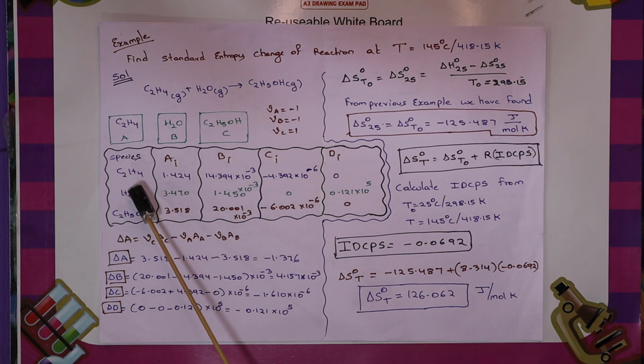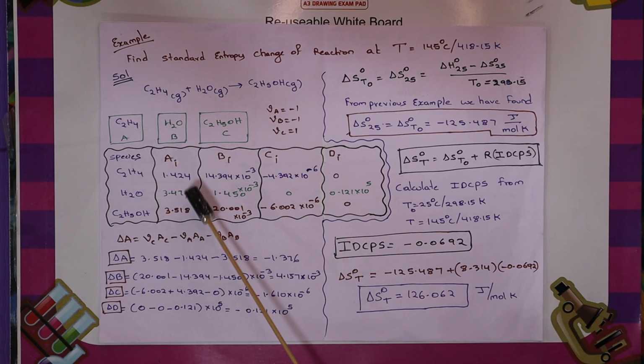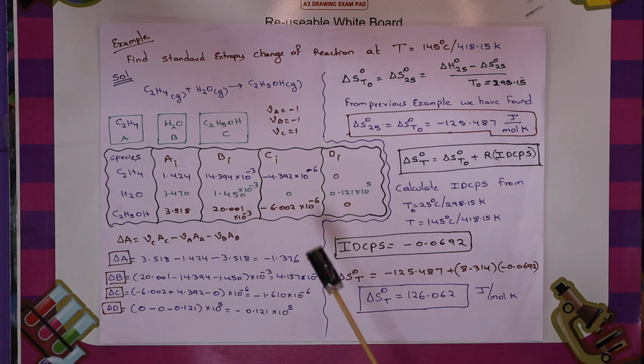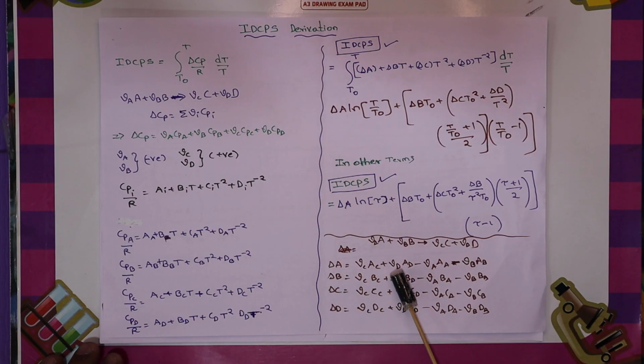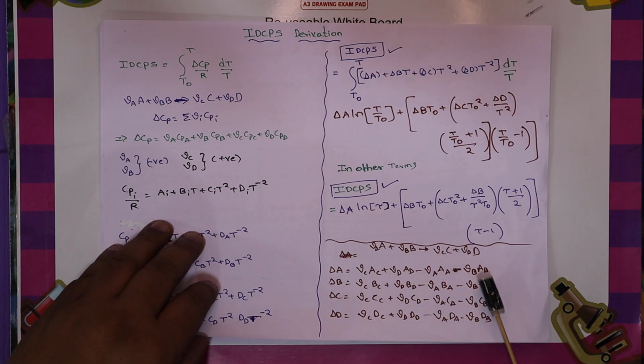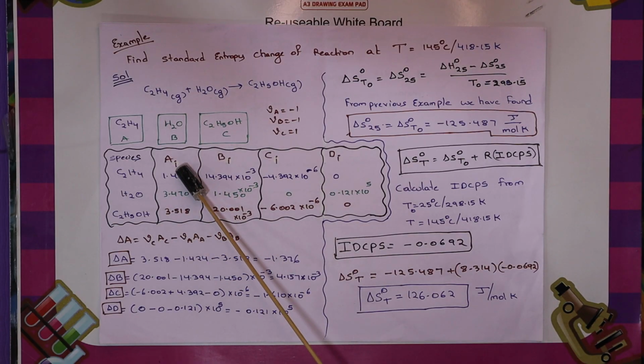If I refer to the textbook, the heat capacity values of ethylene, water and ethyl alcohol are already given. I have simply noted down here the constants A of ethylene, water and ethyl alcohol, similarly B, C, D. If you refer to the formula, I need information about delta A, delta B, delta C, delta D. I can calculate delta A using these formulas: delta A is Vc into Ac plus Vd into Ad, minus Va into Aa minus Vb into Ab. These are all the information about A.